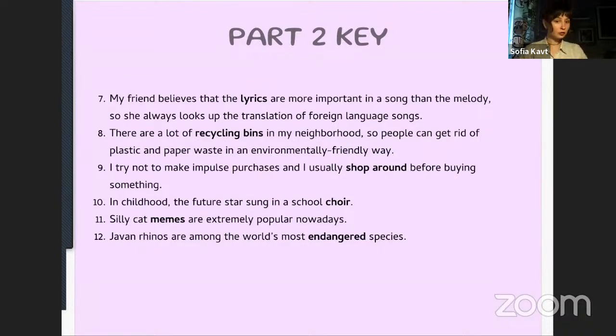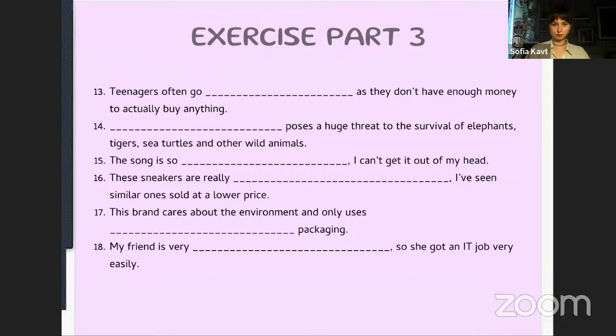Number seven, lyrics. Number eight, recycling bins. Number nine, to shop around. So this is actually the one you have missed because it's probably new. Yes, it's better to shop around instead of buying things on the first impulse. Number 10 is choir, number 11 is memes, and number 12 is endangered. And finally, let's take a look at the third portion of sentences.